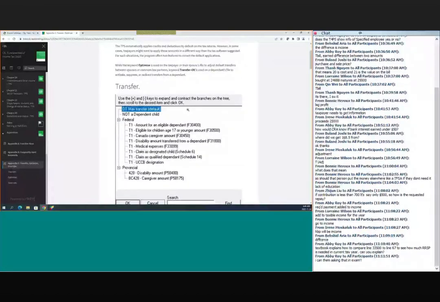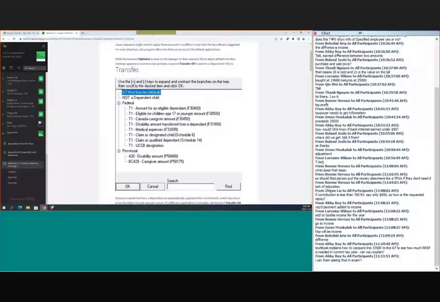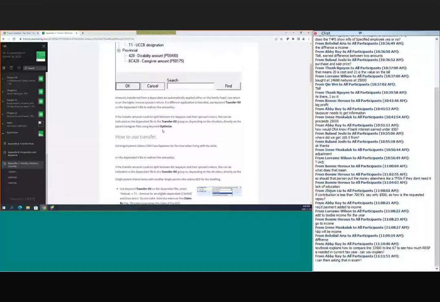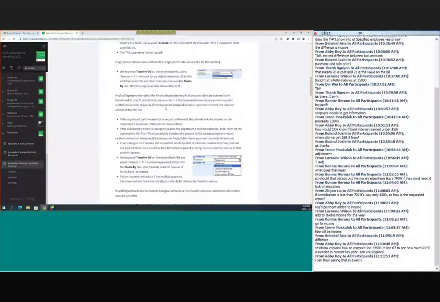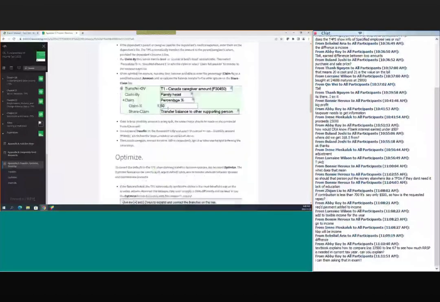So when you go into it, here's an example of the transfer. What exactly are you going to redirect, or what are you trying to do? Most cases it has to do with eligible dependent, caregiver amount, disability amount, medical expenses. They wouldn't have UCCB designations anymore. Then we have how to use the transfer. So it does explain some things about how to use this properly.